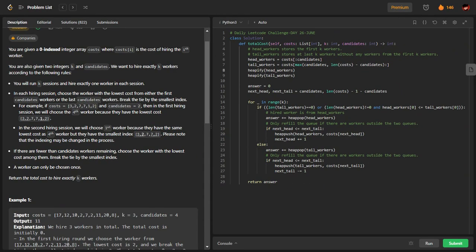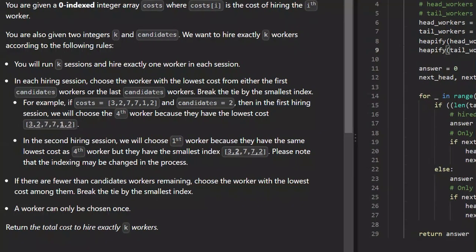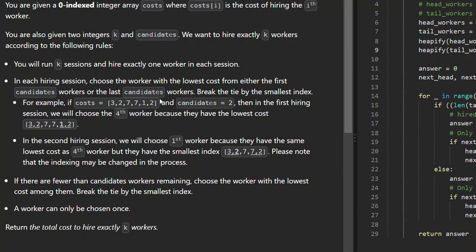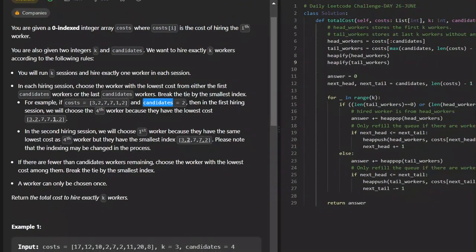That is what we are doing here. We are taking the max of candidates. Max means it will take the rightmost index, either this or this, whichever is the rightmost. I will show you the actual calculations also. Length is equal to 6, and suppose M is equal to 2. Now what will happen is, length equal to 4, so from the fourth index onwards, 0, 1, 2, 3, and fourth index onwards, I have to start taking for the tail workers.